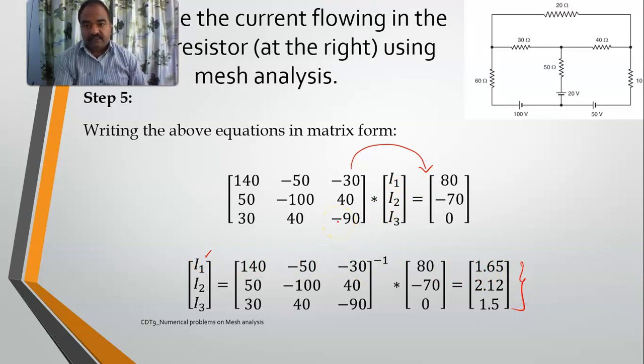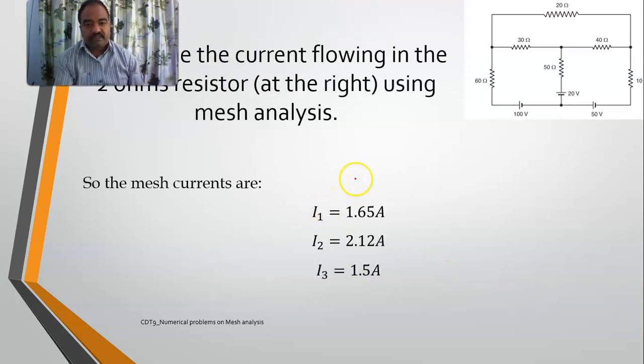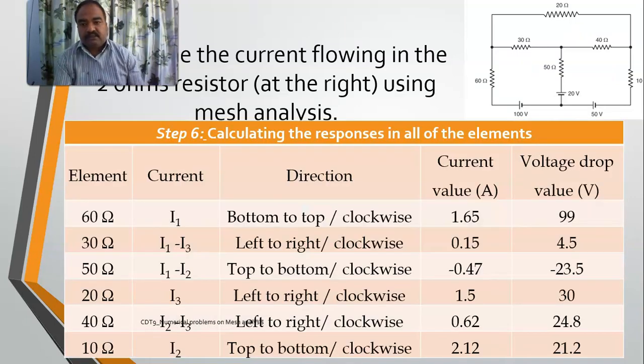Once you do have the currents, these are the mesh currents, right? I1, I2 and I3. Once you do have these currents, now we will move on to step number 6, determining the currents in each of these branches. In step number 3, we have written the table for these 3 columns. So now fill in the remaining blanks. See, in this one I have mentioned that the current was I1. So now I do have the value of I1.